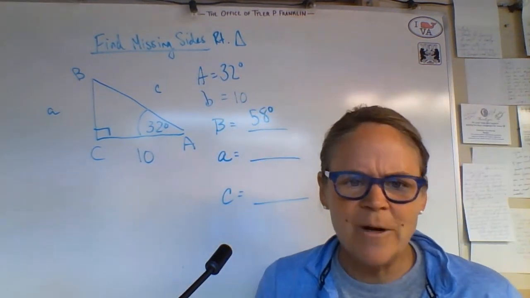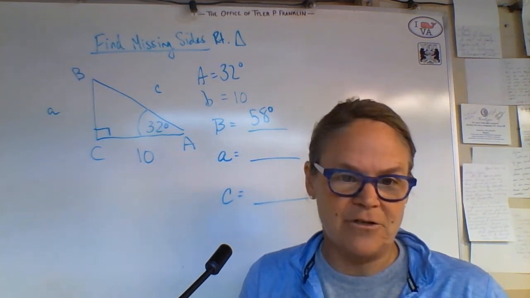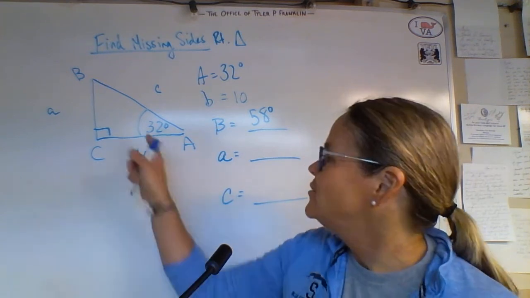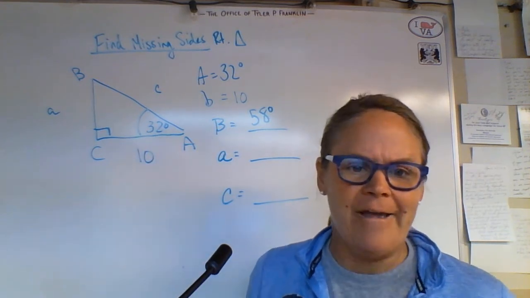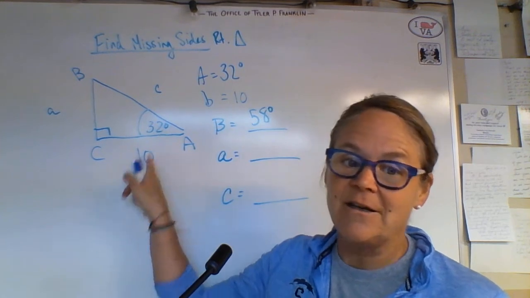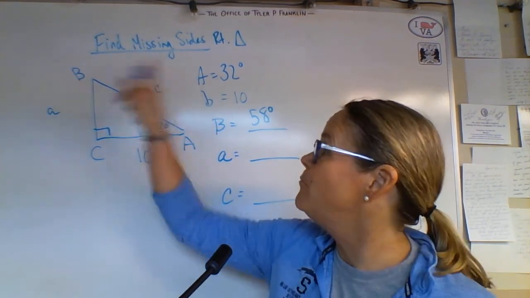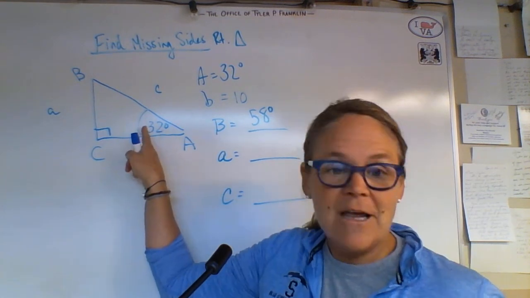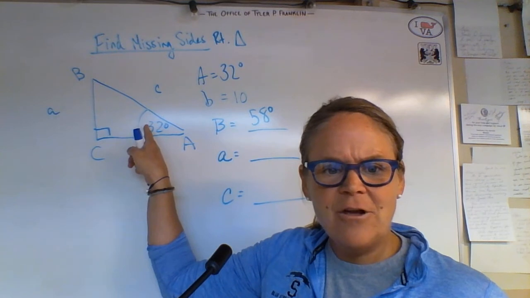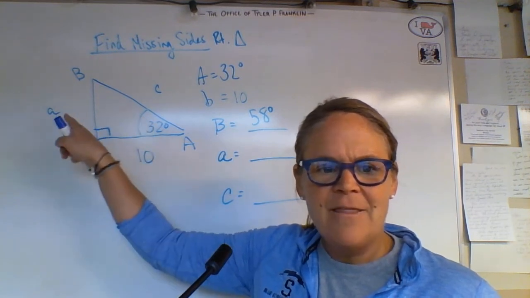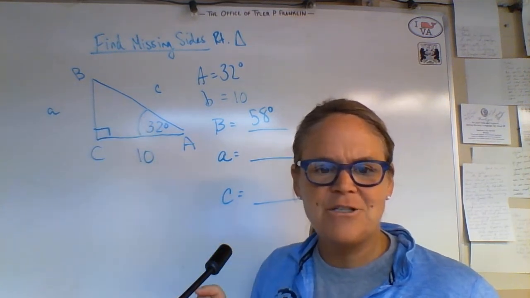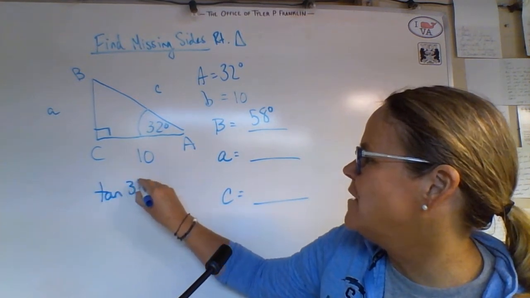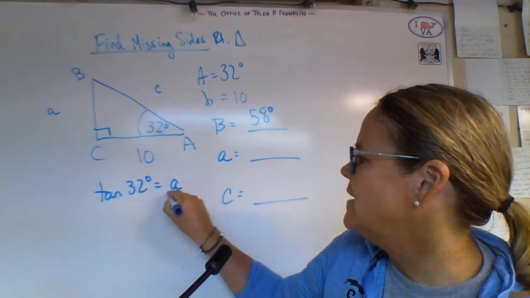Now the issue is, which one do you find first? It doesn't matter. It's your choice. Let's say you want to find A. Well, you have to use this side and one of the angles. You could have used that B in there. Me, I just use what I have. So I say, okay, I'm going to find A. If I look at this angle, that's opposite, that's adjacent. That's tangent. So I would do the tangent of 32 is A over 10.